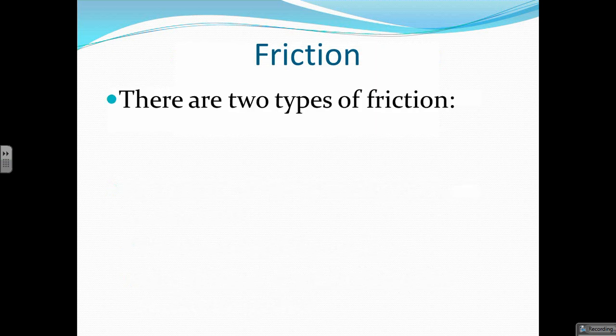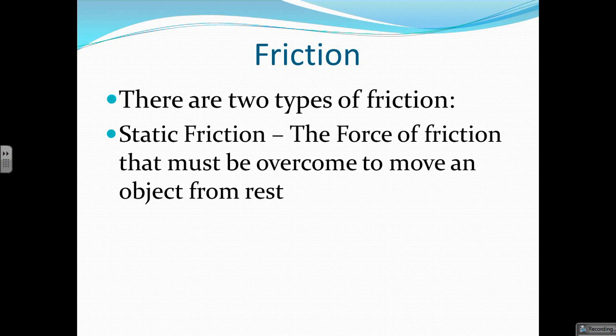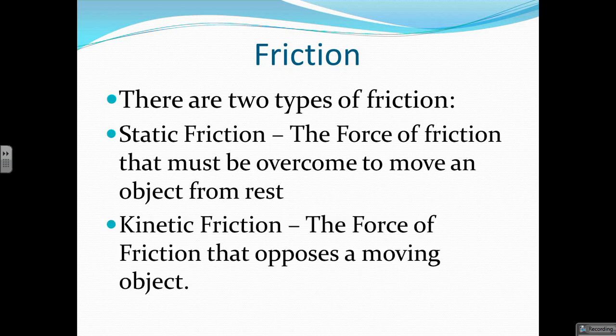There are two different types of friction that we're going to speak about in this class. First one is static friction. That is the force of friction that one must overcome to move an object from rest. The second one we're going to speak about is kinetic friction. Kinetic friction is the force of friction that opposes an object once it is already moving.